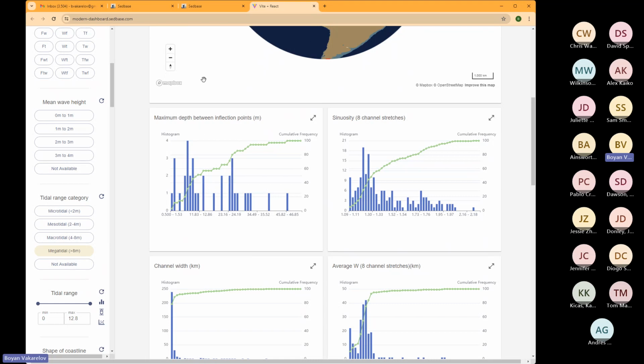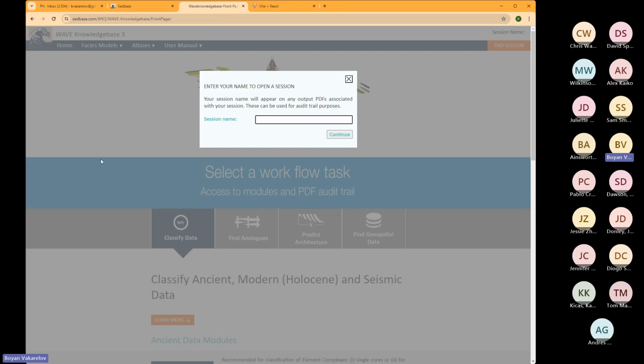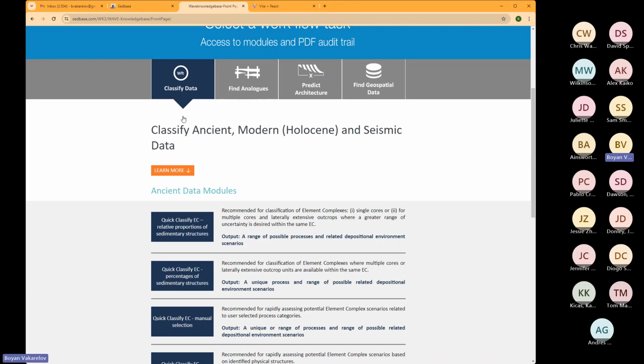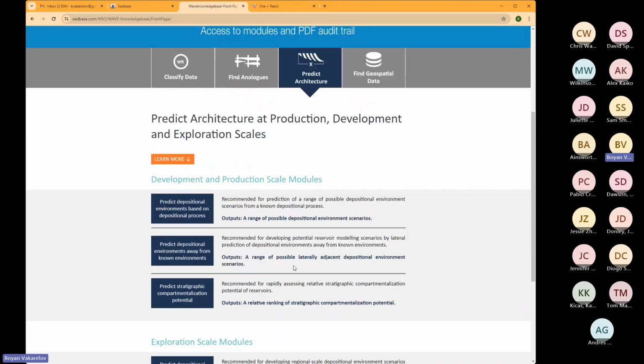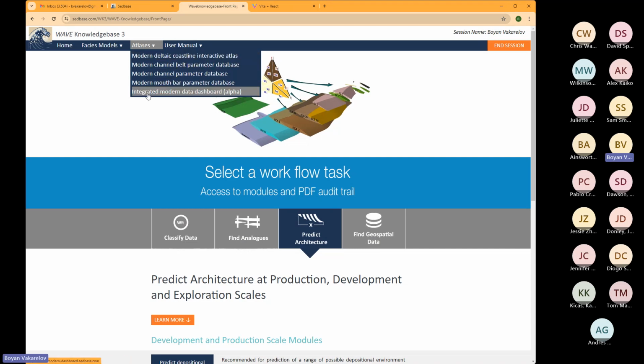Again, the last thing which I should have done was to go to the Wave knowledge base main page. Again, this is the main page. Next time when we look at Classify, we will be using a lot of these modules. So if you click on these buttons, you would see what is available. We have atlases. So for example, these are the old versions of the atlases. If you click on the Modern Delta Coastline Interactive Atlas, you will see the old version of the atlas that dealt with systems. The new atlas has also been incorporated here.